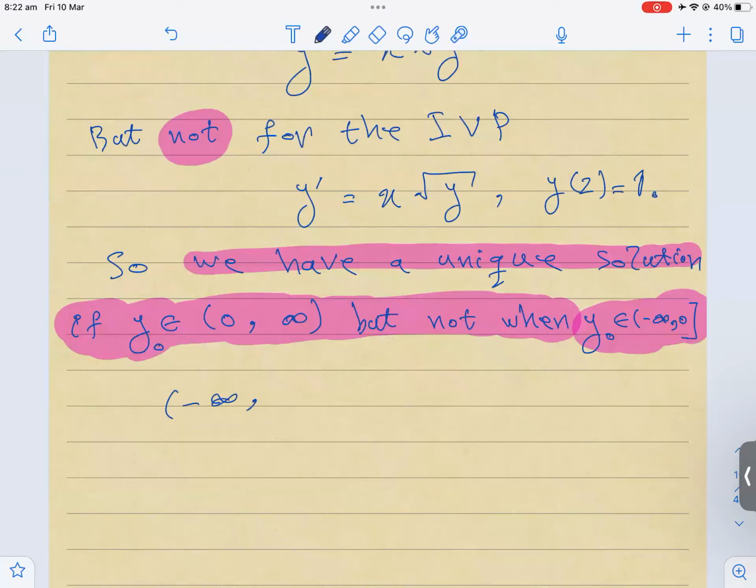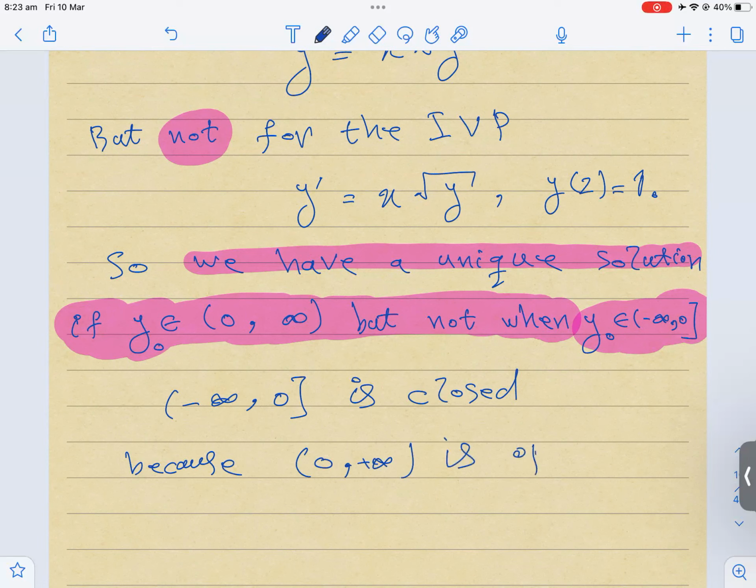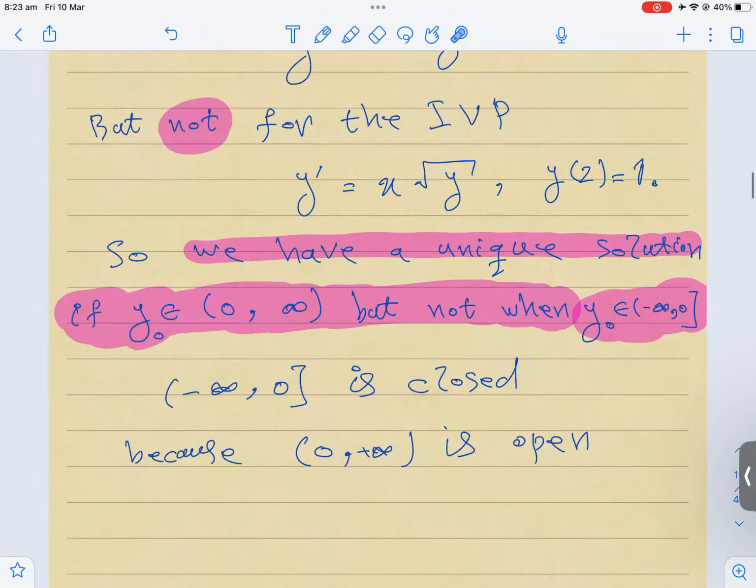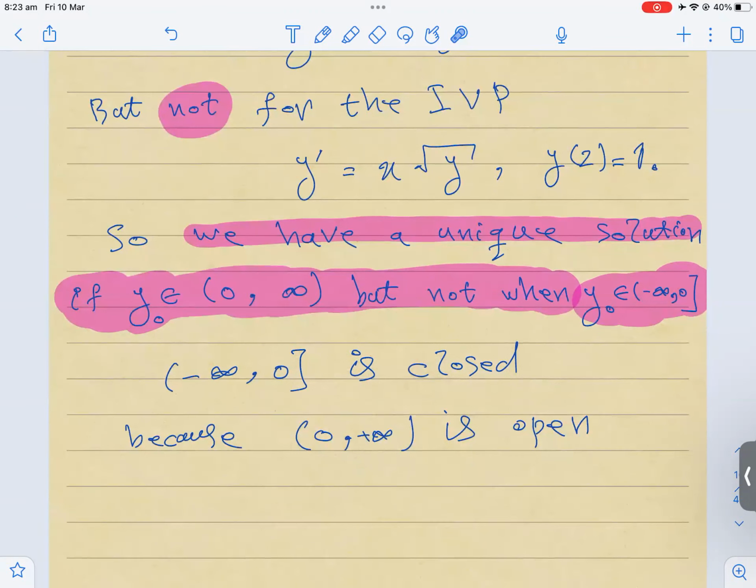Minus infinity to 0 is a closed set, because 0 to positive infinity is open. When the complement of a set is open, the set is closed, and vice versa. Any question about this? I think you have similar questions in your assignments. All right.